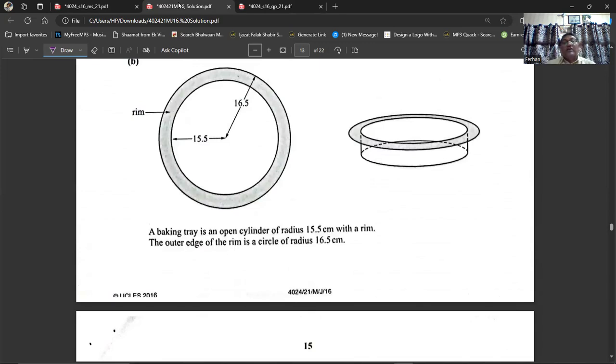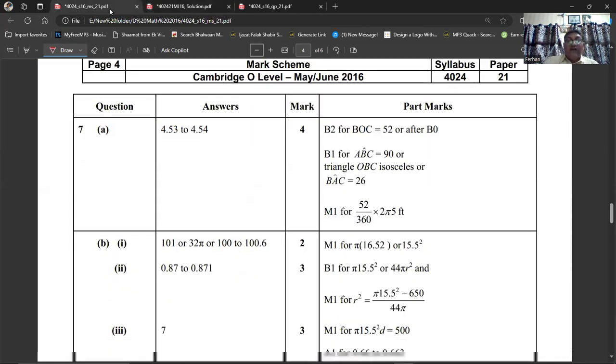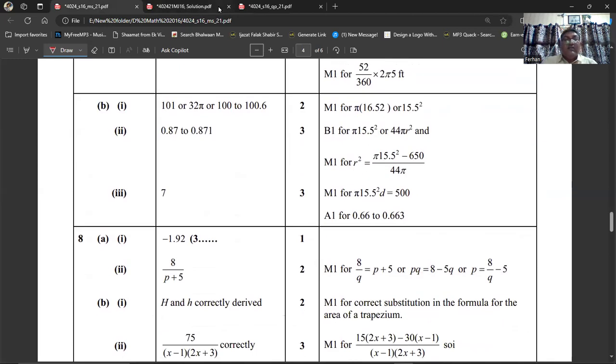So what I will do is find the area of the external circle, and then find the area of the internal circle, and subtract them from each other, and that will give me the area of that top ring. So the top surface of the rim is equal to pi capital R squared minus pi small r squared. The capital R is 16.5, the small r is 15.5. So you will have pi 16.5 whole squared minus pi 15.5 whole squared. When you enter these values in your calculator, you get 100.5. 100.5 is approximately 101, and 101 is the right answer, sir.